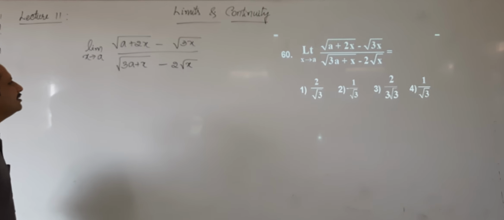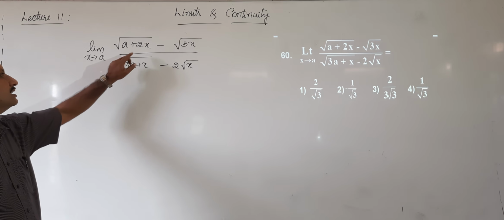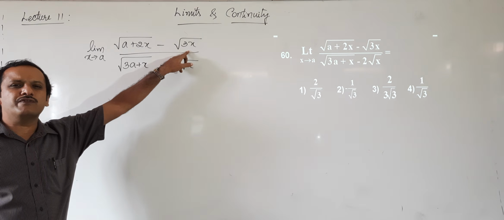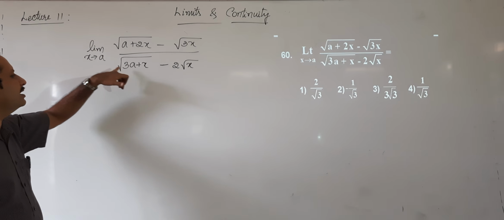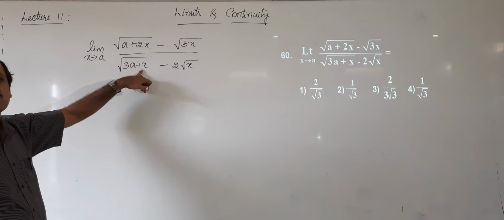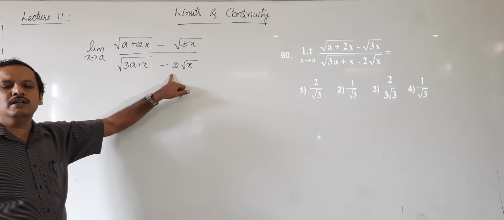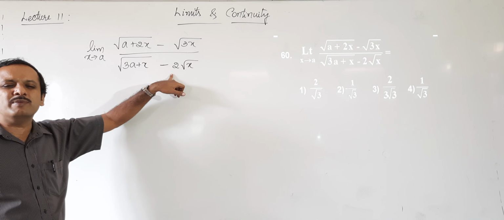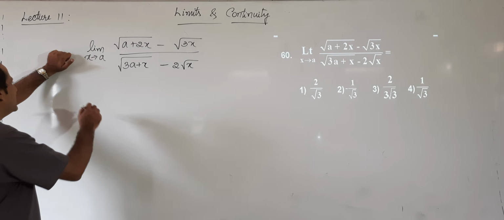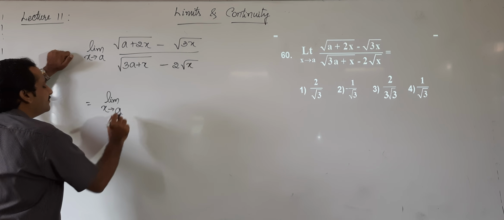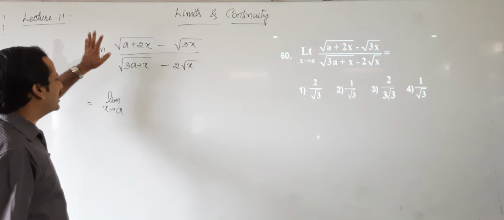If I directly apply the limit as x tends to a, this will give you a plus 2a, which is 3a, root of 3a minus root of 3a, so the numerator is 0. Denominator: 3a plus a, which is 4a, root 4a can be written as 2 root a, here also 2 root a. So we will get 0 by 0 form. 0 by 0 means it is an indeterminate form. Use L'Hospital's rule.